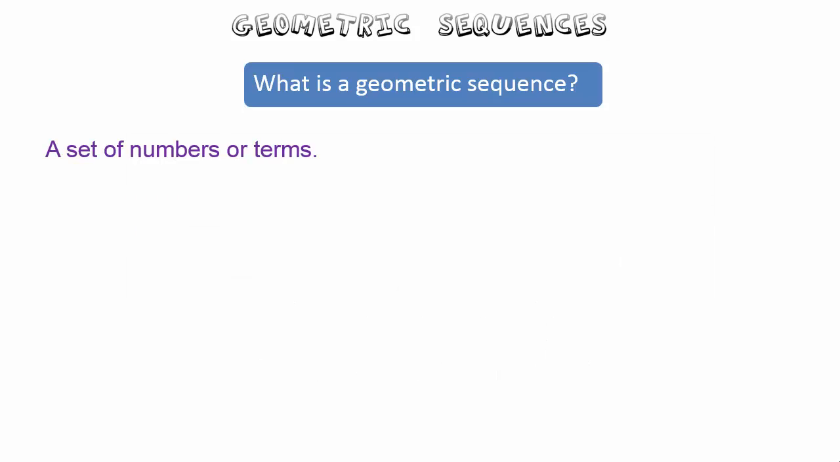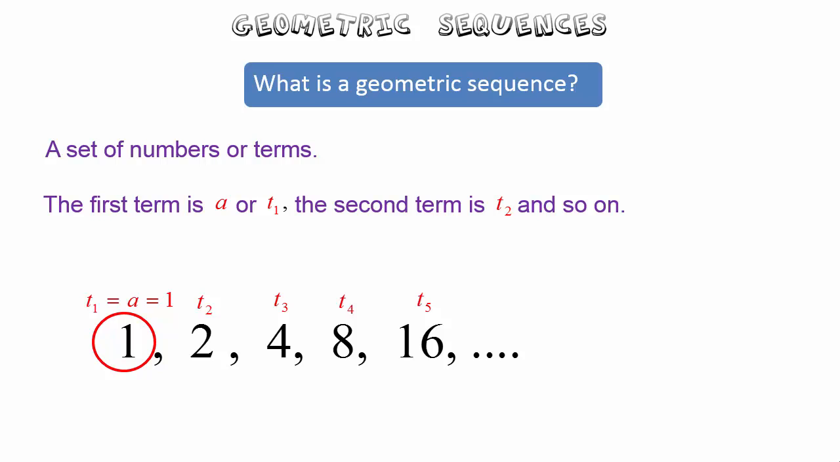To be more precise, we can say that a geometric sequence consists of a set of numbers, which we can call terms. And there's an example, a different one this time. We have the sequence 1, 2, 4, 8, 16, and so on. The numbers are doubling, aren't they? And the first term we represent by the letter A, or T1 to mean term 1, and term 2 would be T2, and so on.